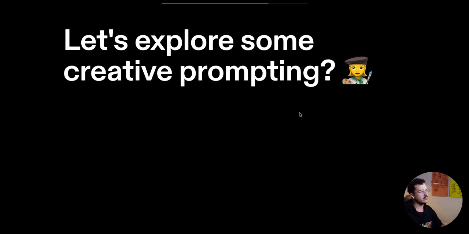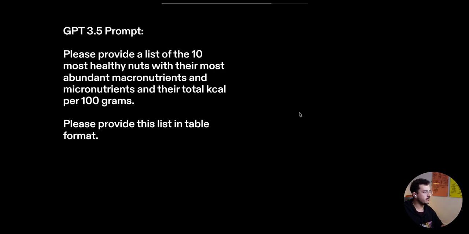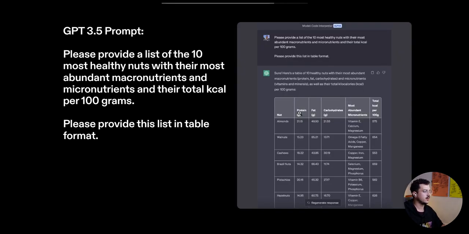All right, so let's explore some creative prompting. Let's start with this one. Please provide a list of the 10 most healthy nuts with their most abundant macronutrients and micronutrients and their total kilocalories per 100 grams. Please provide this list in a table format. You do that, and it really does it. It gives you the nut, the protein in grams, the fat in grams, the carbohydrates in grams, the most abundant micronutrients. It gives you the total kilocalories per 100 grams. It just gave you the data.